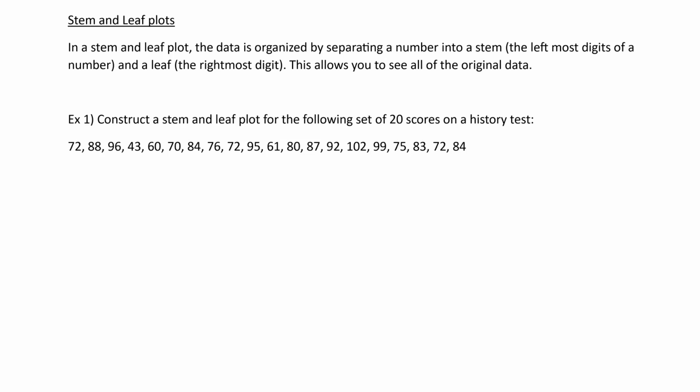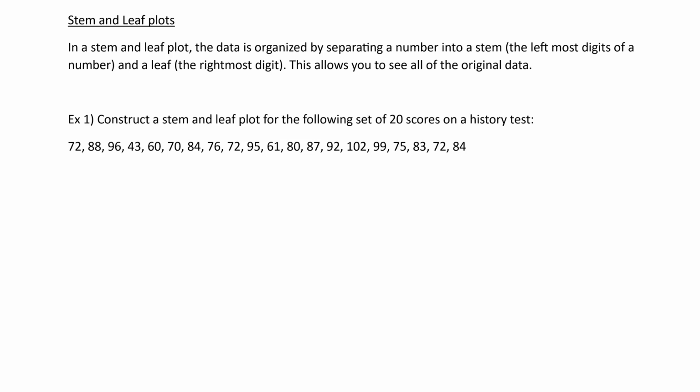Okay, in this video, we're going to be talking about a whole bunch of different graphs. So to start off, we're going to talk about stem and leaf plots. In a stem and leaf plot, the data is organized by separating a number into a stem, which is going to be the leftmost digits of the number, and a leaf, which is going to be the rightmost digit. The good thing about this is it allows you to see all of the original data.